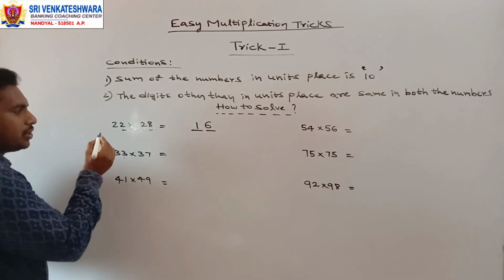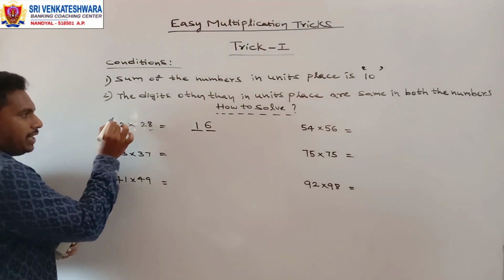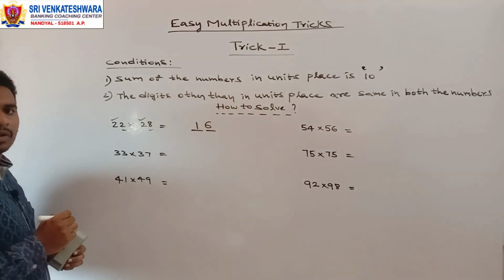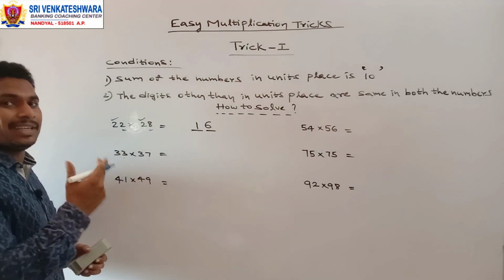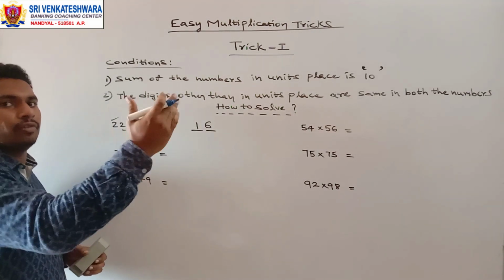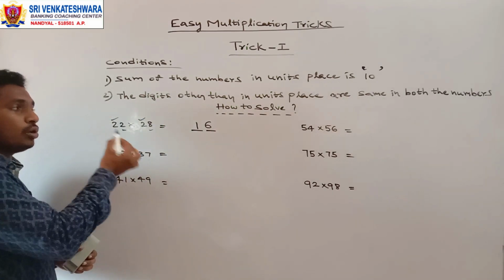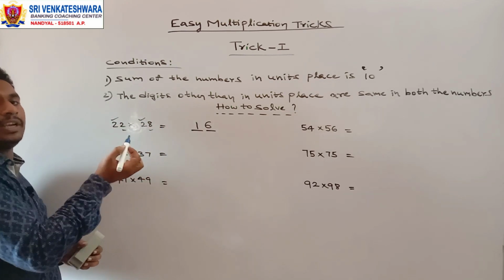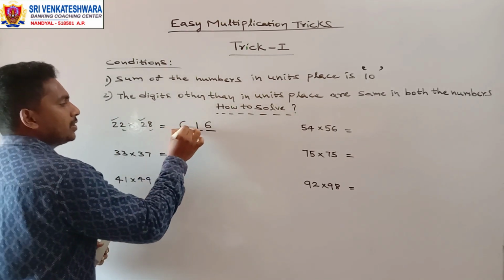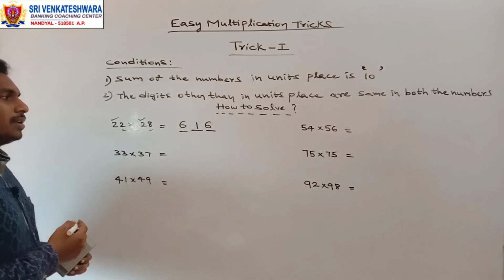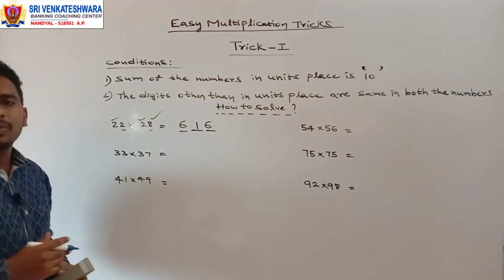Then what you do is, here it is 2 and here also it is 2. So what comes after 2? 3, right? 2, 3, 4, 5, like that. After 2, 3 comes. So 2 into 3, how much? 6, right? So 6 1 6 will be the product of these two numbers.